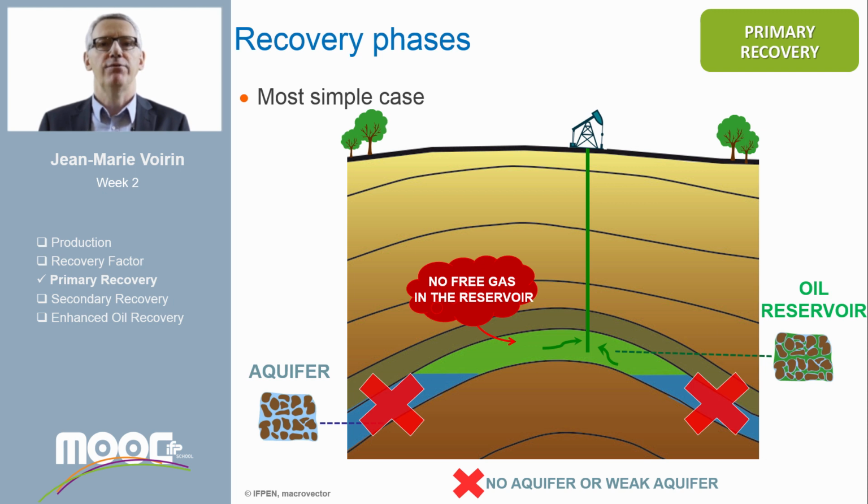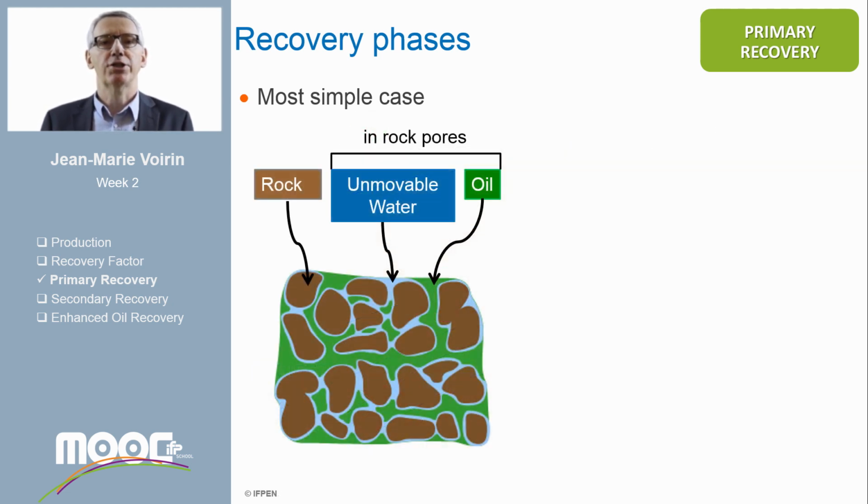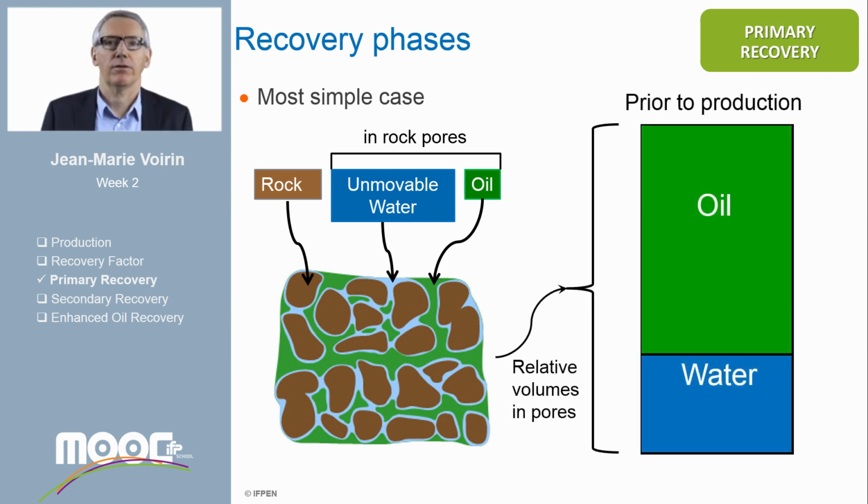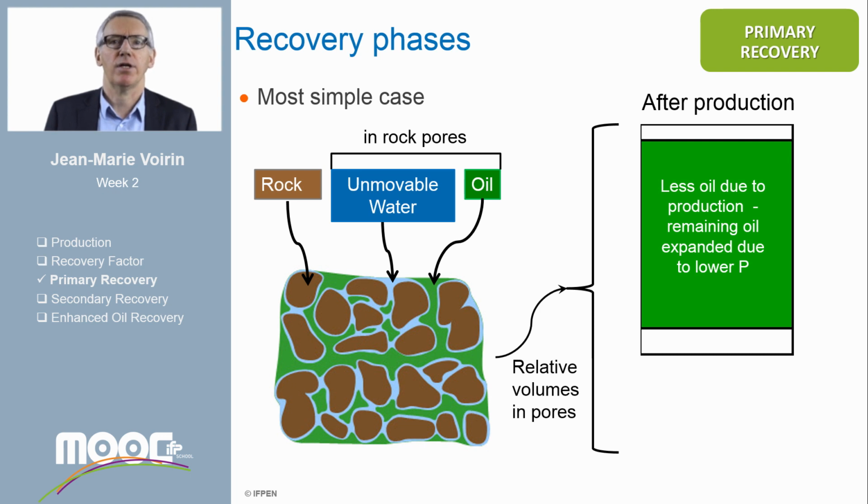The only energy available is the energy associated with the compression of the oil, the associated unmovable water, and the rock. Prior to any production, the reservoir pore volume is filled by oil and unmovable water. The bars on the right represent the relative volumes of fluids in place at the initial pressure. When oil is removed from the reservoir by the producing wells, pressure decreases and energy associated with the rock and fluid compression is released.